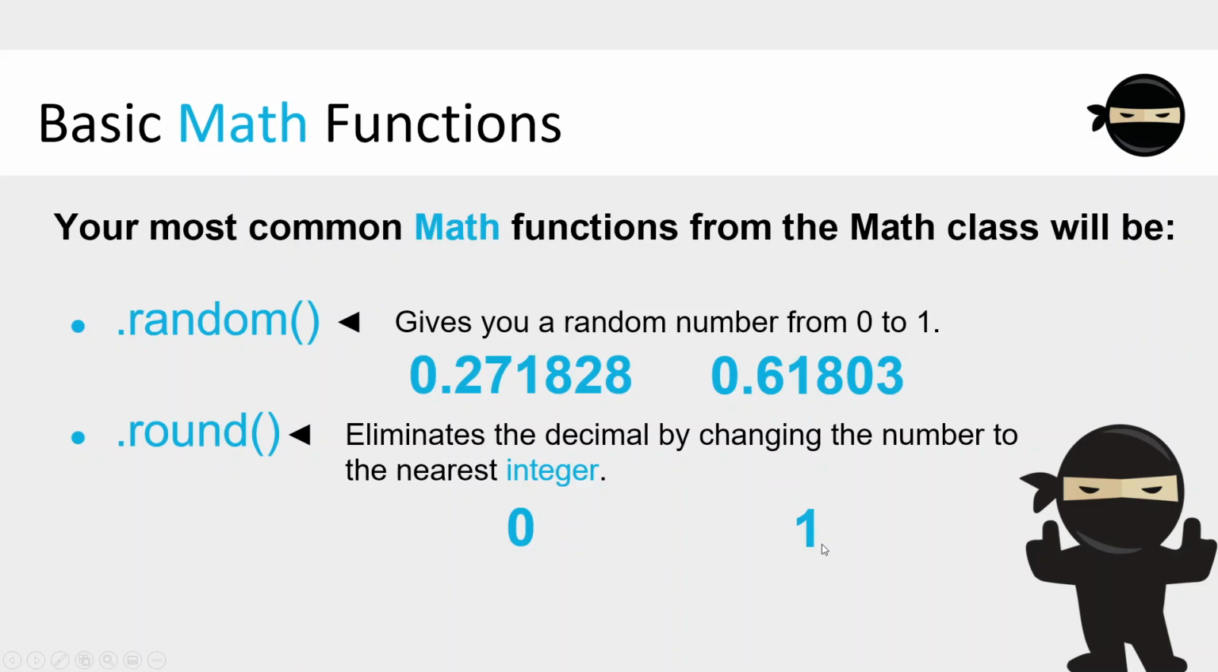Now, why is that? Well, anything that's 0.5 or above, so like 0.5, 0.6, 0.7, 0.8, 0.9, that goes to 1. Anything that's below 0.5, so like 0.1, 0.2, 0.3, 0.4, 0.49, that goes to 0. That's important.